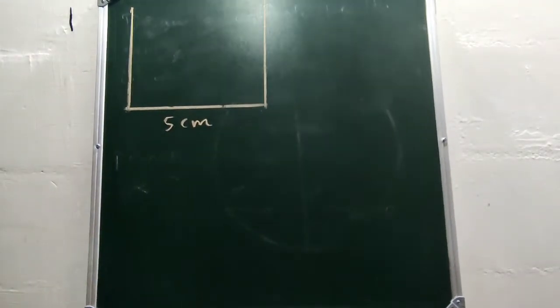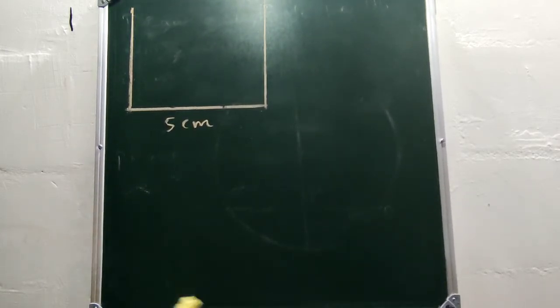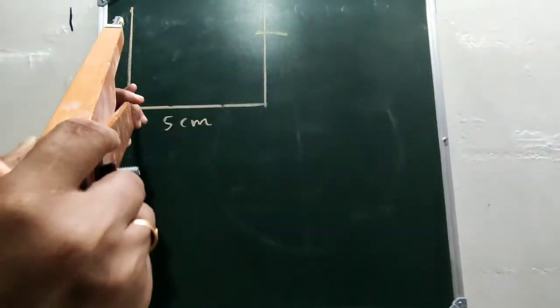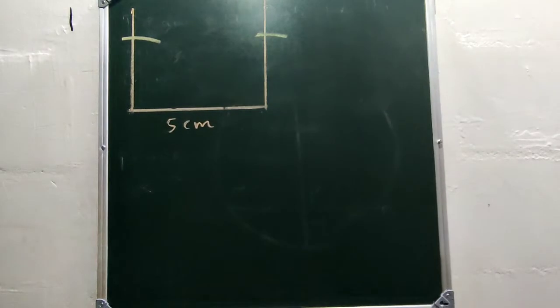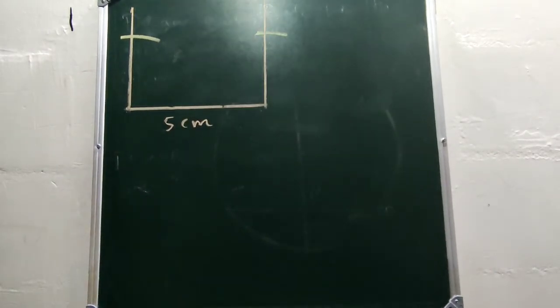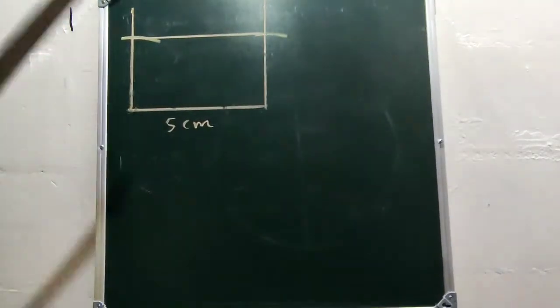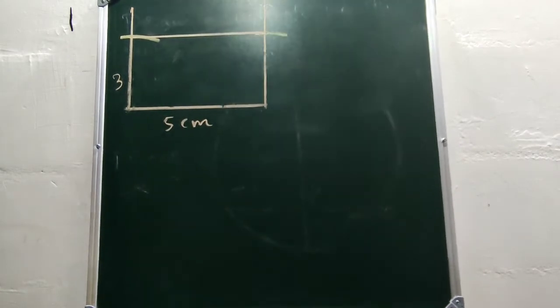Then take your compass with 3 cm radius. Then draw an arc like this, keeping 3 cm on the compass. Similarly on this side. Then join those two points. So this is our rectangle of length 5 cm and breadth 3 cm.